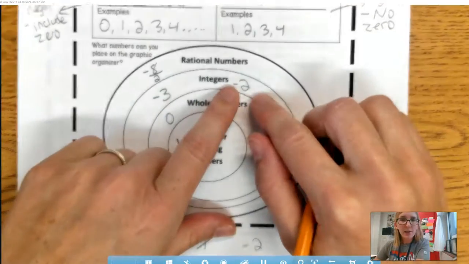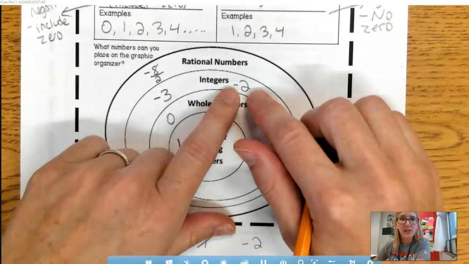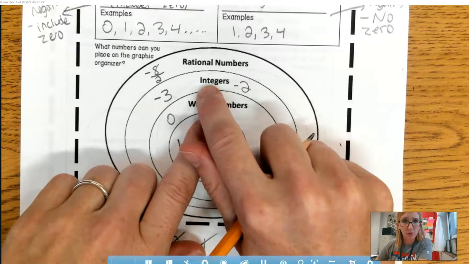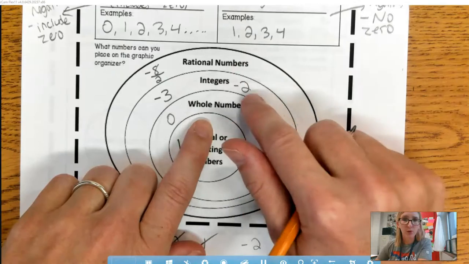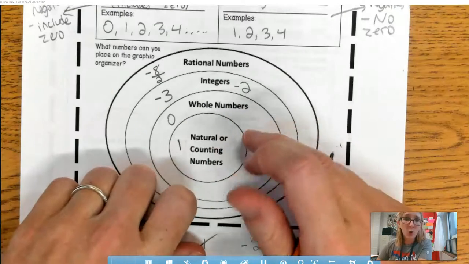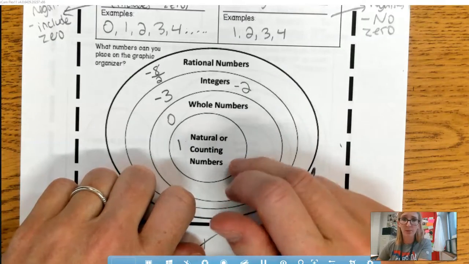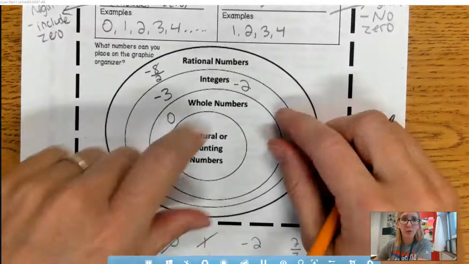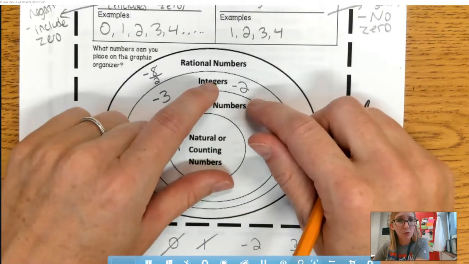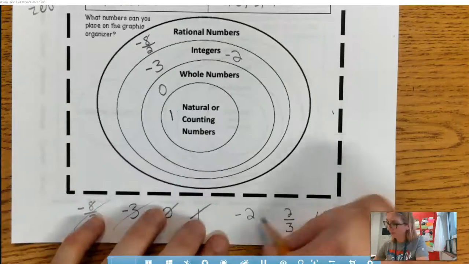All right, so that means that negative 2 falls into every category that it's in, right? So it's in the integer circle, and it's in the rational number circle. So -2 is an integer and a rational number, but it's not a whole number or a natural number. So we've seen the way that graphic organizer works. Whatever circles that it's included in meets that definition. And -2 is an integer and a rational number.